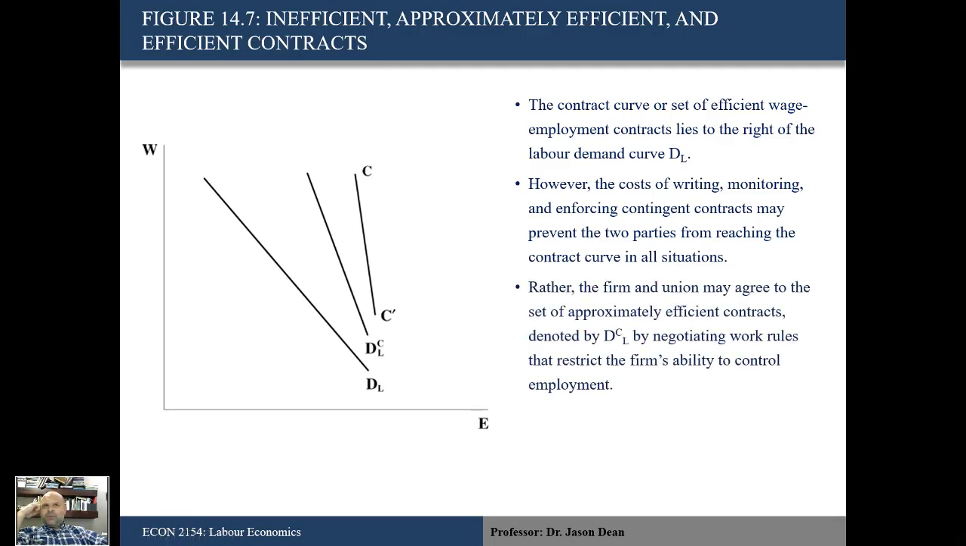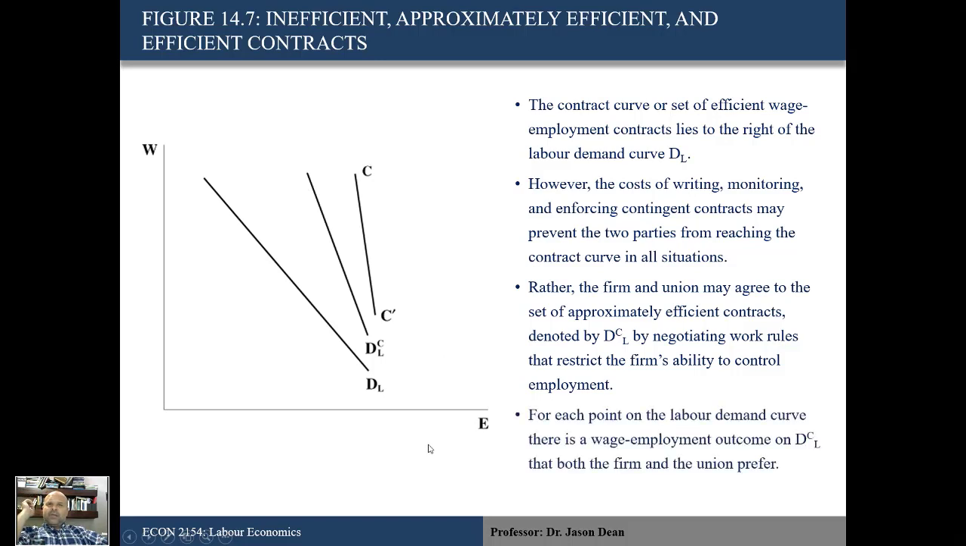So rather, the firm and union may agree to a set of approximately efficient contracts, and that would be denoted by this line here. And they could negotiate work rules that restrict the firm's ability to control employment, but not fully. And so for each point on the labor demand curve, there is a wage employment outcome on this curve that both the firm and the union would prefer.